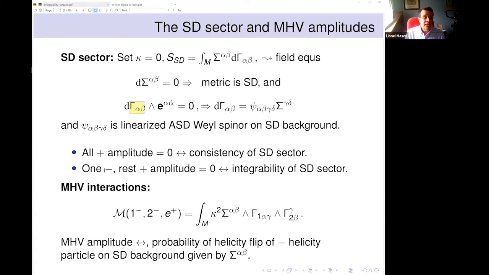Now, the way you can get a 1 minus amplitude is if you take a self-dual particle on the background and it scatters, so if it does something non-trivial as it crosses that background, then you can register it by measuring it against the minus particle at the other end. So the fact that the 1 minus and rest plus amplitude vanishes is a statement of integrability of the self-dual sector, that there is no scattering of self-dual fields across space-time.